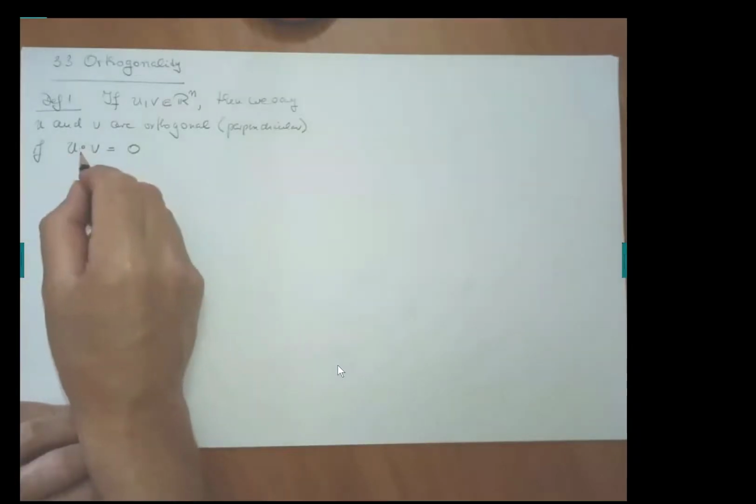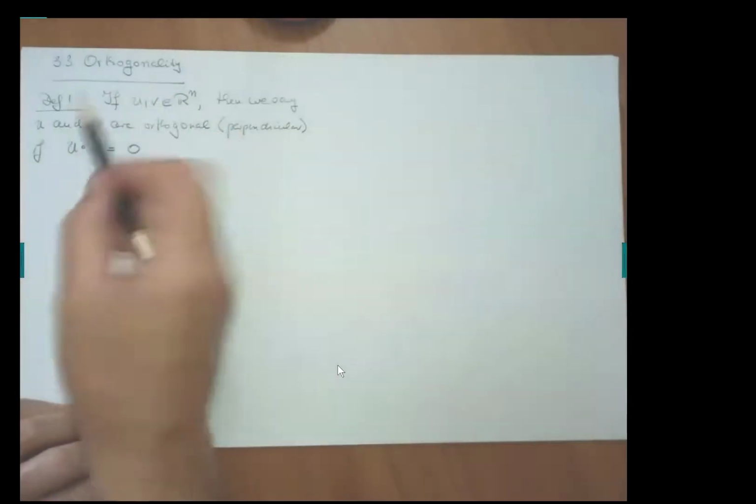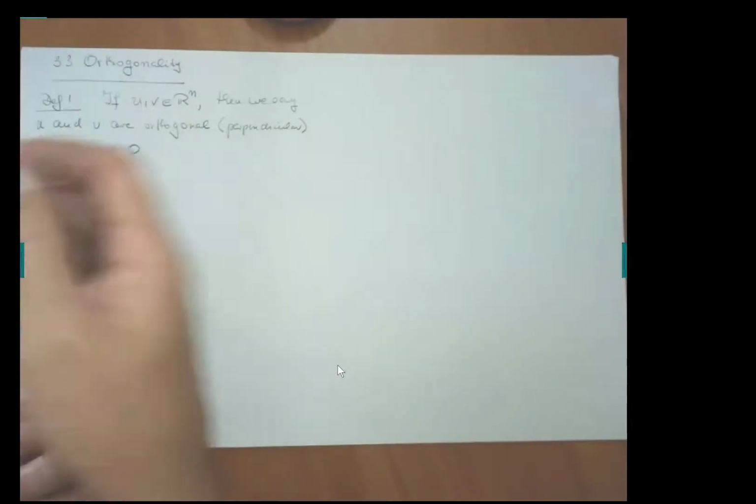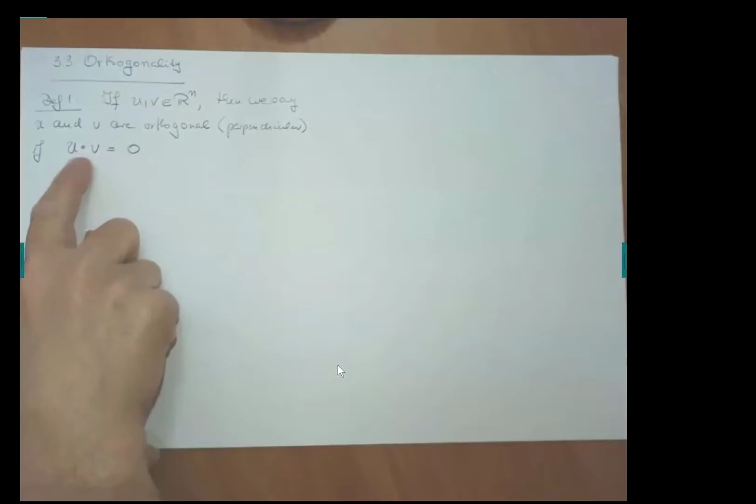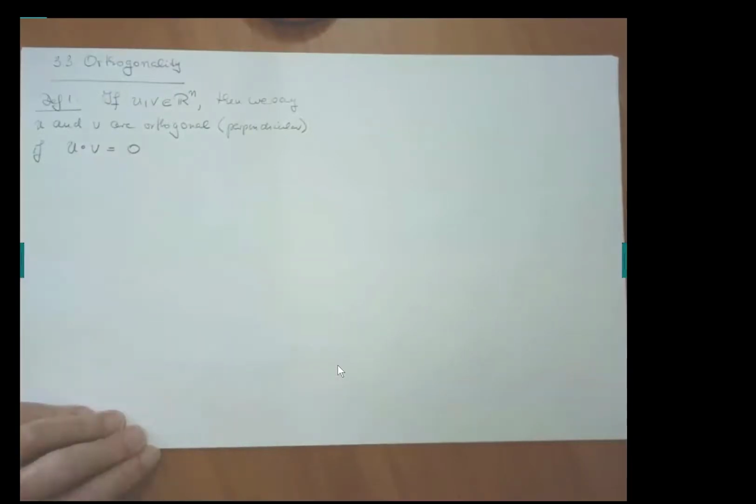Also, according to this definition, the 0 vector is orthogonal to every other vector, because if you multiply by the 0 vector, it's automatically 0. But that's kind of a special case, and it doesn't mean too much. Also, you should think about non-zero vectors here. But formally, it's orthogonal because the dot product is 0.